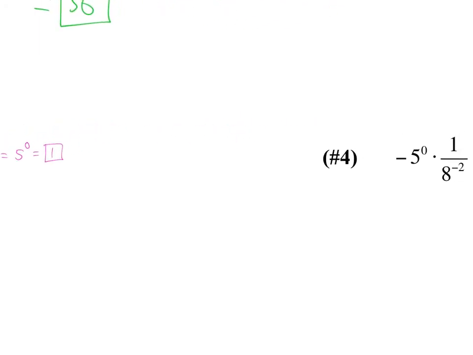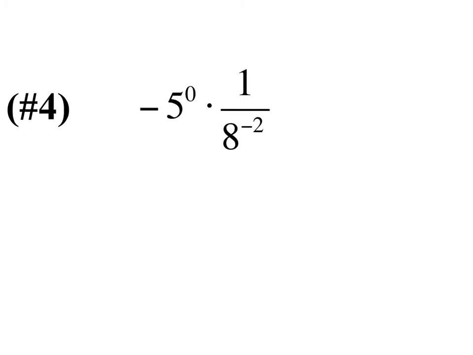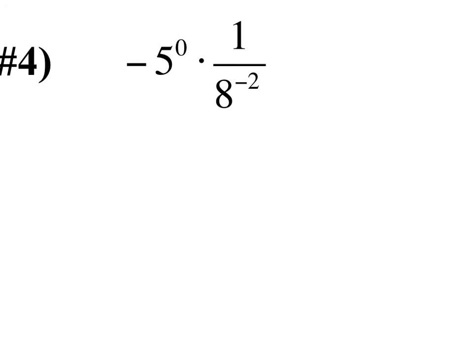All right. Number 4. We have negative 5 to the 0 times 1 over x to the negative second. Any pow happening here? No. Anything to multiply straight across? Not really. Any negative or 0 exponents here? We do. What is 5 to the 0 power going to be? It's going to be negative. We have a 1. So it's going to be negative 1.